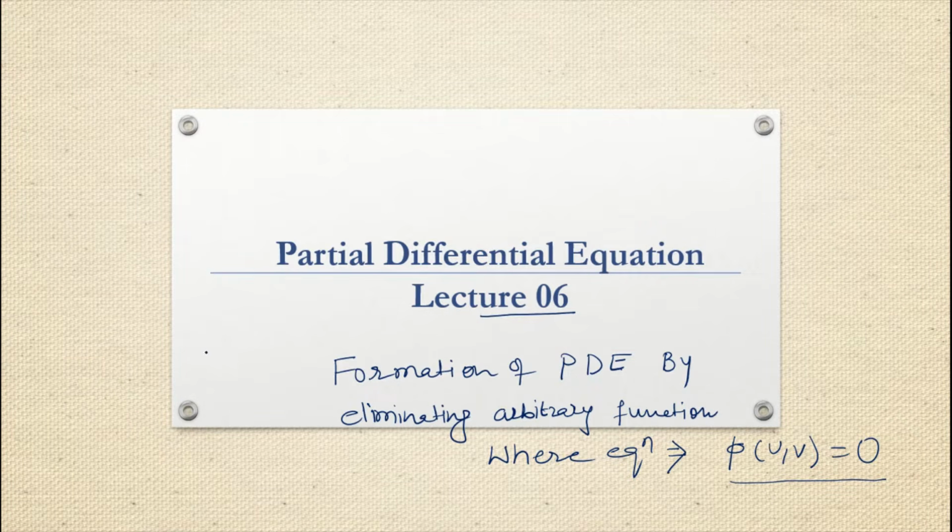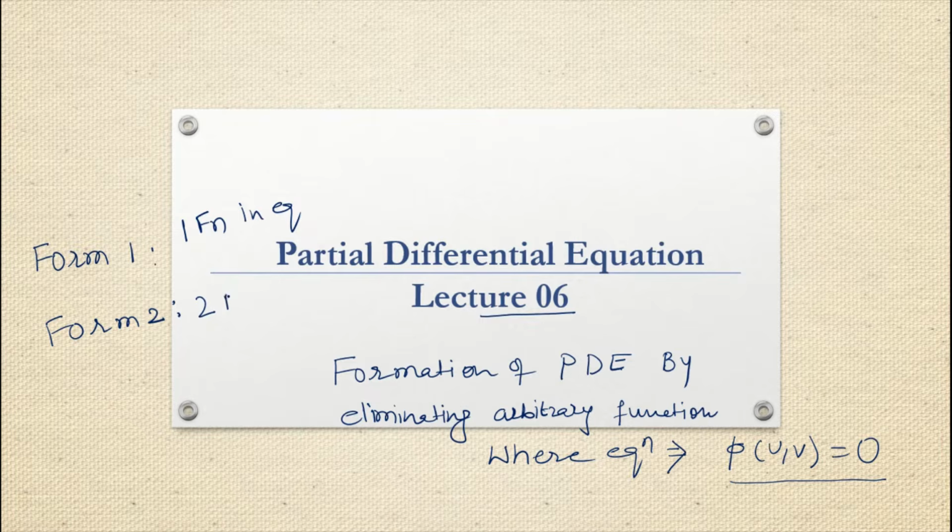If we have seen the previous classes, in formation of partial differential equation by eliminating arbitrary functions, we had seen form 1 and form 2. In form 1, we had only one function in our equation. Form 2 had two functions in our equation. In today's class, we are going to see form 3, which is a special form. The form is phi(u, v) equals 0.